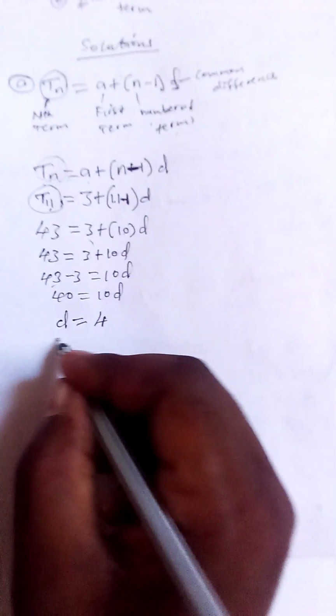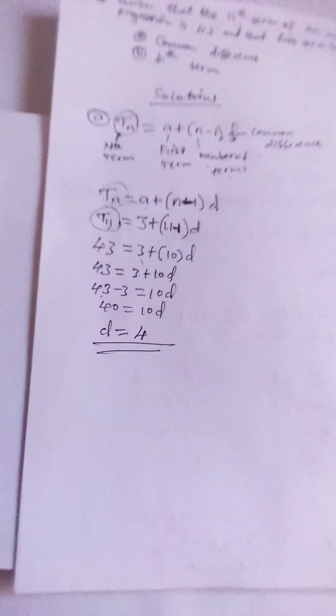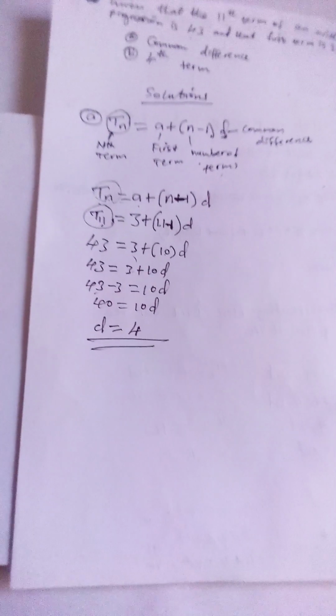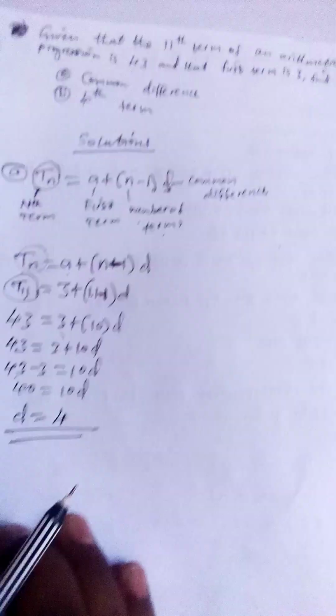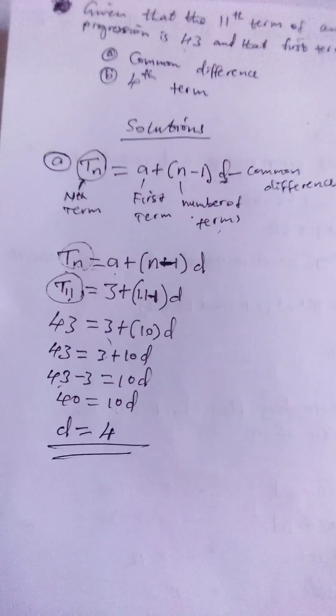4, sorry. So our d is 4. Therefore, we say our common difference is 4. That is how we are going to have the solution for A.